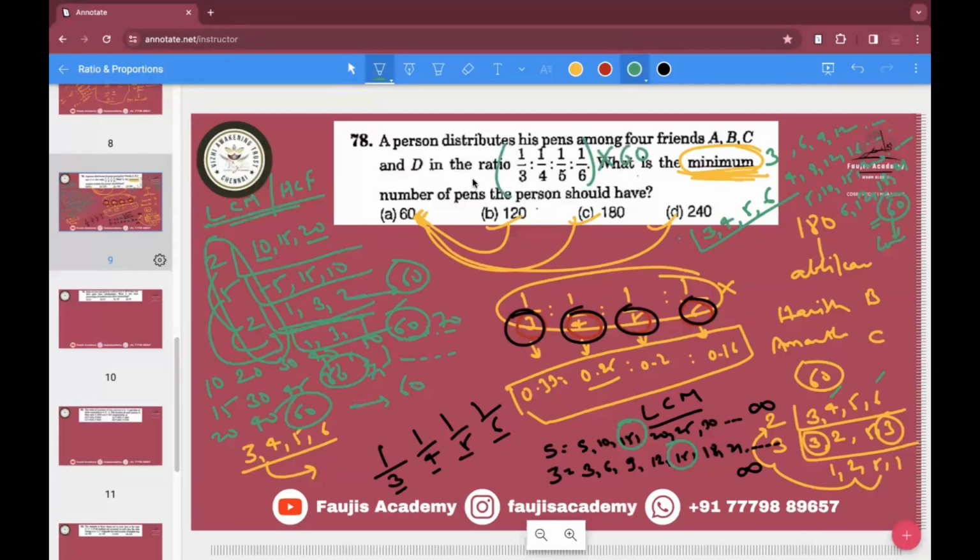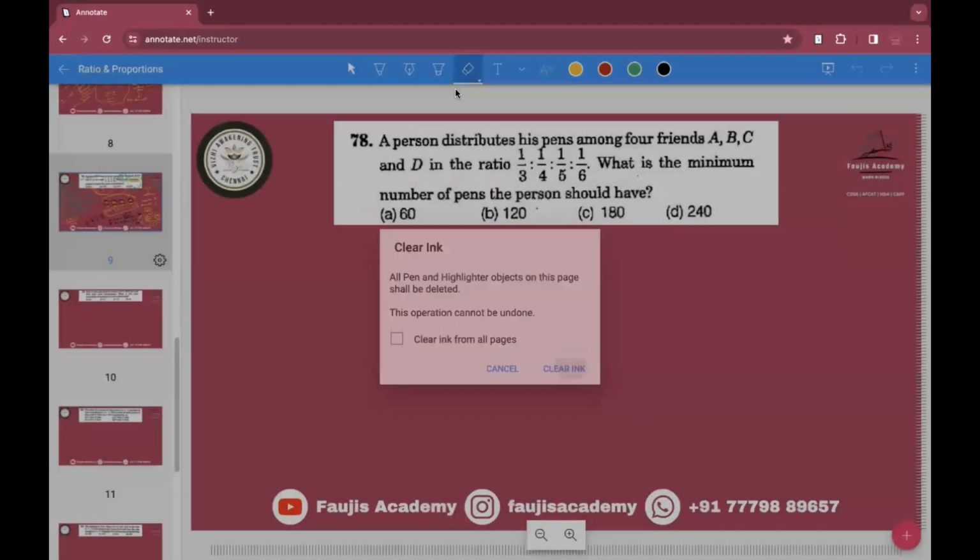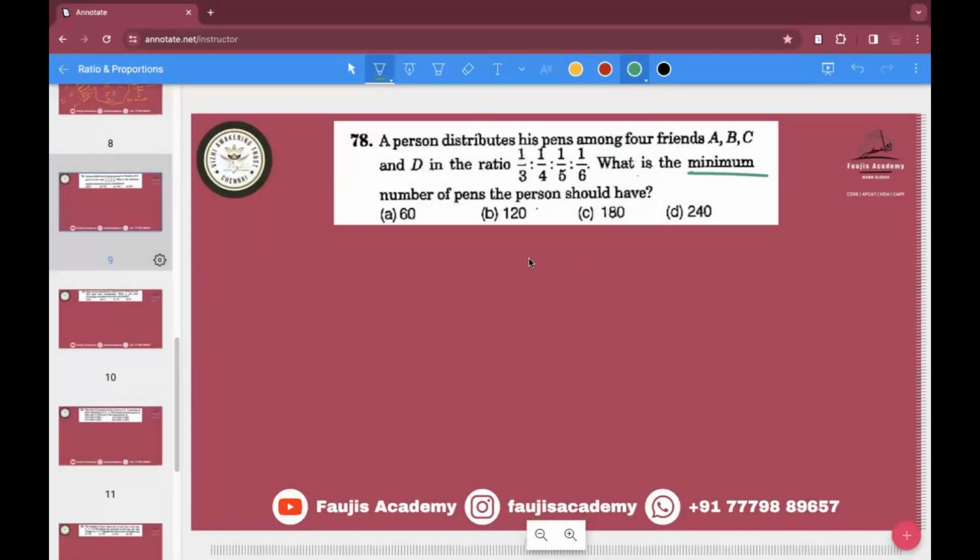So we'll do it something like this. If you multiply by 60, the whole thing becomes 20 is to 15 is to 12 is to 10. So they were asking what is that number? In place of 60, if you had chosen 120, 180, or 240, it would still have reduced this entire expression to these numbers, isn't it? But we want the lowest one, right?